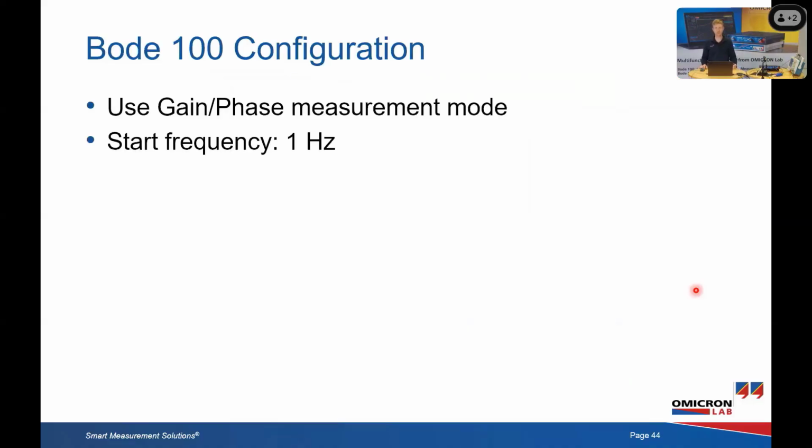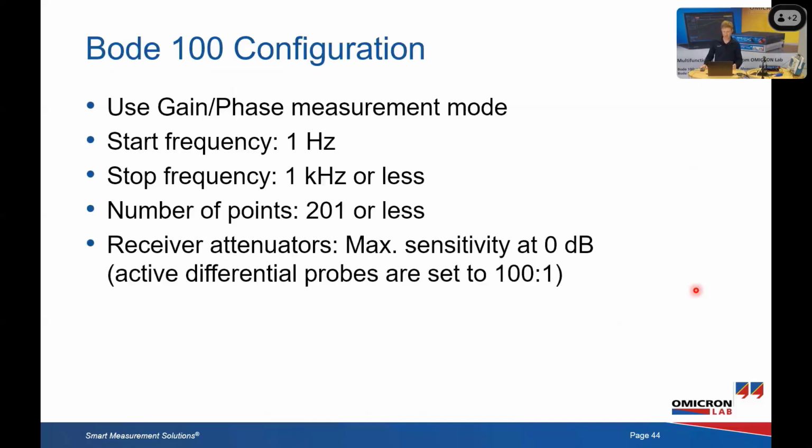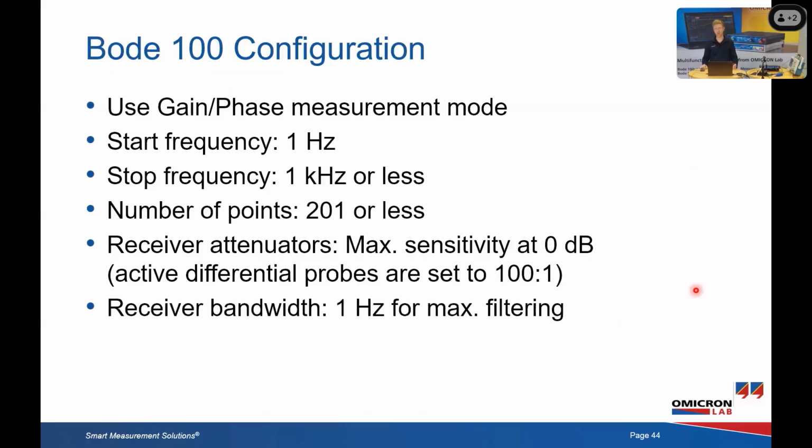In the Bode 100 we use the gain phase measurement mode, start at 1 Hz, stop at 1 kHz or less, 201 points. Don't use too many points on such a slow measurement, and set the receiver attenuators to maximum sensitivity, 0 decibels, since we are using 100-to-1 probes. And I used a receiver bandwidth of 1 Hz for maximum filtering.